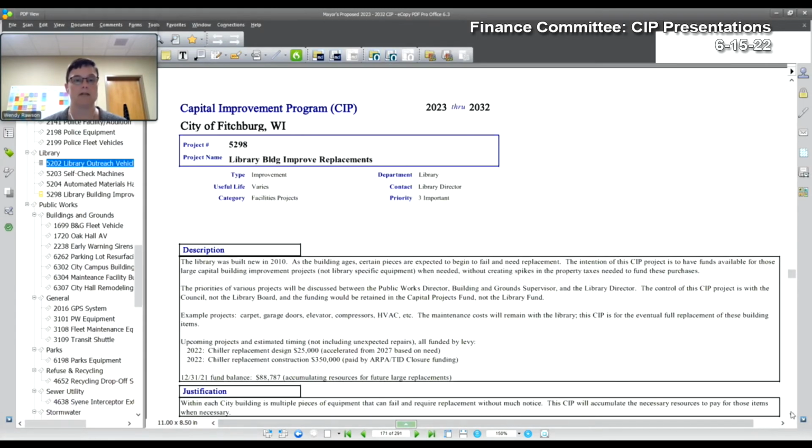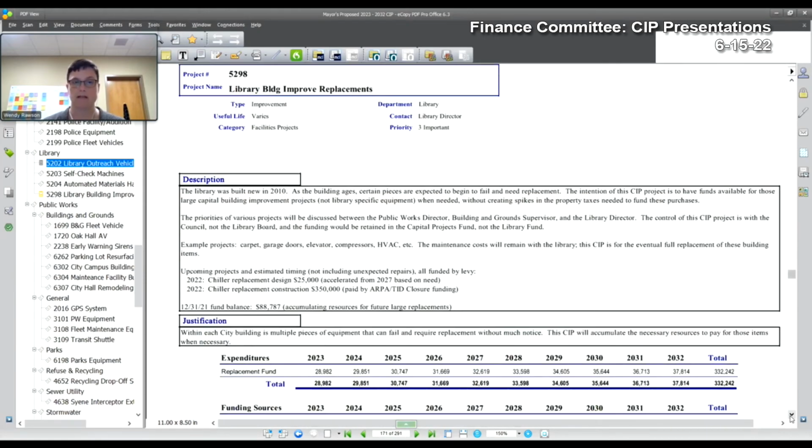And then this last one is library building improvement replacements. This is the one project that we have that is really more of a public works and city council project. This is putting aside money every year for building issues that might come up, so systems that need to be replaced or repaired. We are using some of it this year to design a new chiller because the chiller needs to be replaced. But carpet, elevators, garage door, that kind of thing is what this would be used for. And this is out of the tax levy.